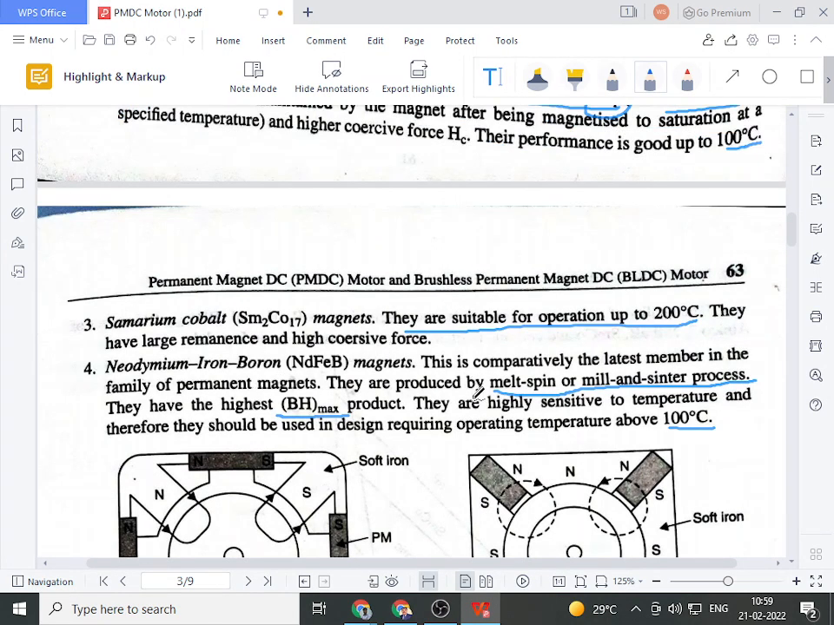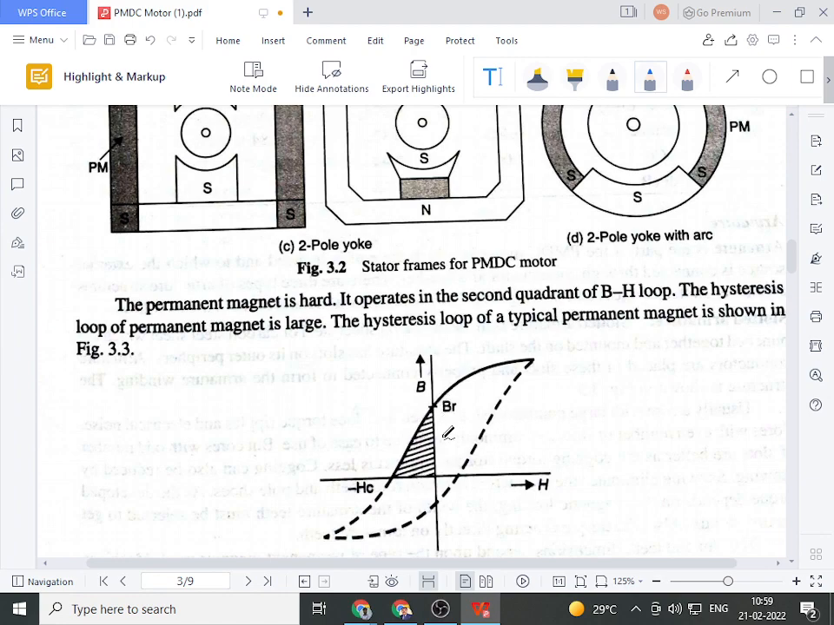This is the BH product that I have mentioned for this NdFeB magnet. Permanent magnets always work in the second quadrant, and this is the BH product, B multiplied by H, for the permanent magnet characteristics, or the permanent magnet BH curve. For NdFeB magnets, this product is generally high.